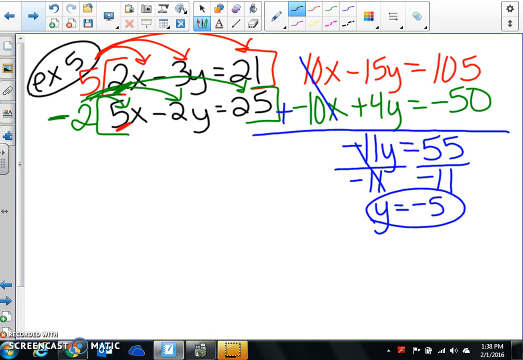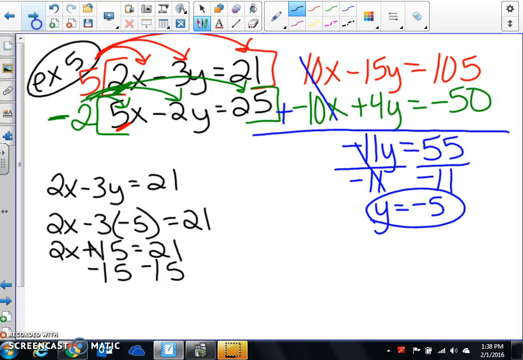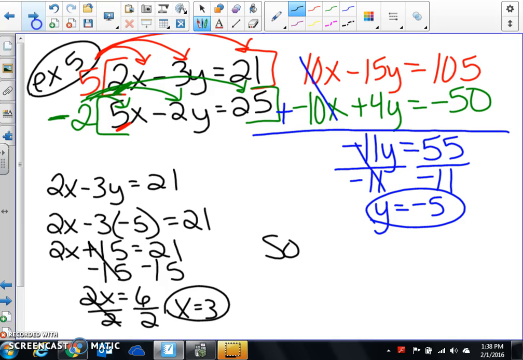I take my top equation that I have not messed with, 2x minus 3y equals 21, and I plug in y is equal to negative 5. So 2x minus 3 times negative 5. Negative 3 times negative 5 is a positive 15. So now I subtract 15 and I divide by 2. X equals 3. So my solution is the point xy, which is 3, negative 5.